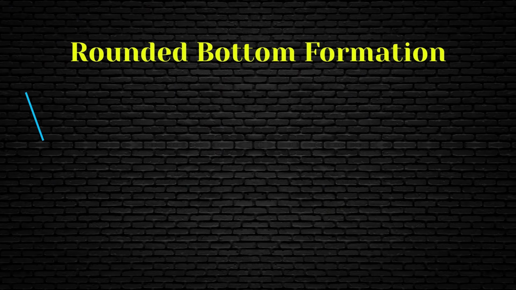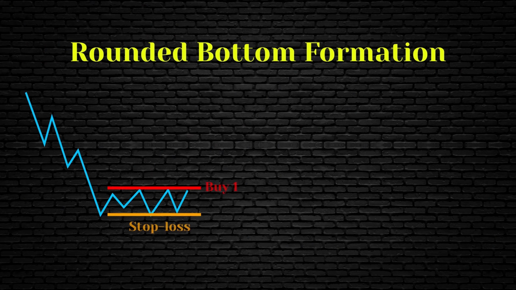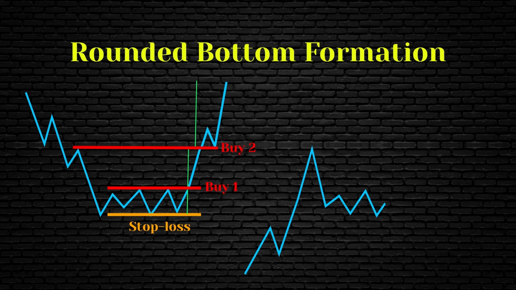Rounded bottom formation. Although they are generally regarded as trend reversal formations, they are not always so. A rounded bottom can be seen in both downtrends and uptrends, and it is a bullish formation. It is more accurate to know it this way. The saucer formation resembles a bowl shape. Imagine a wide U-shaped base.